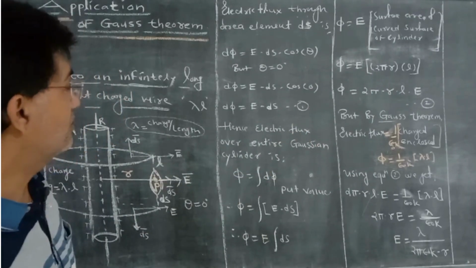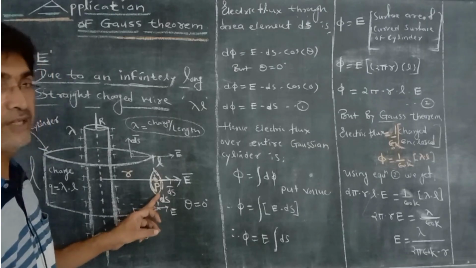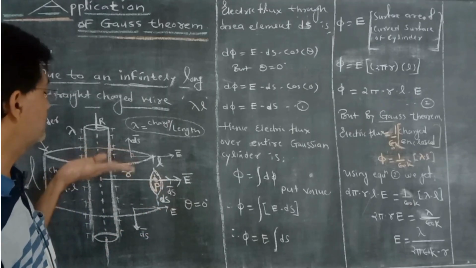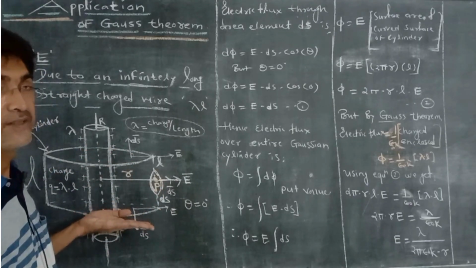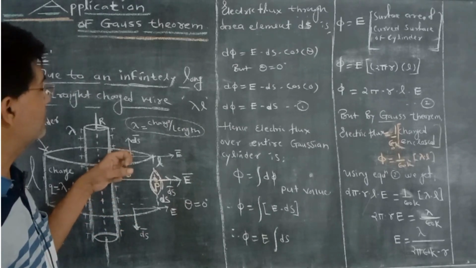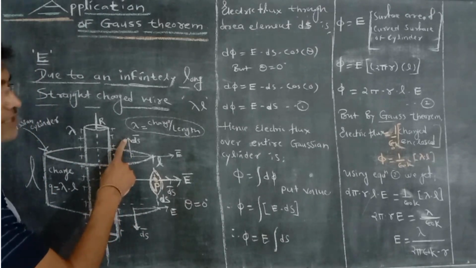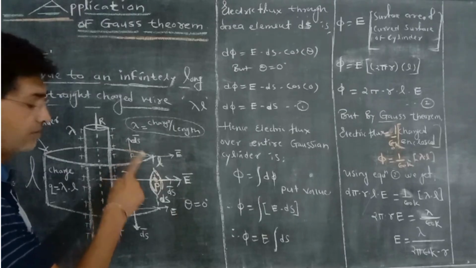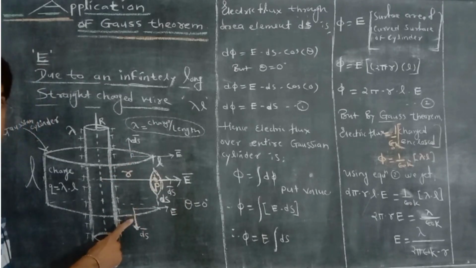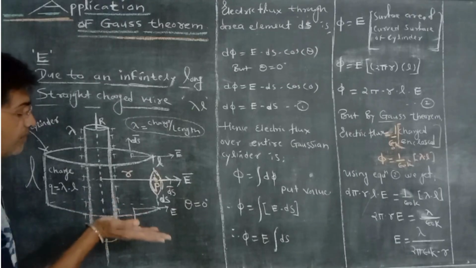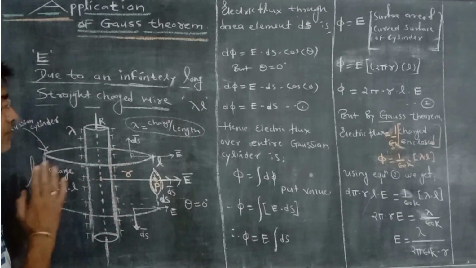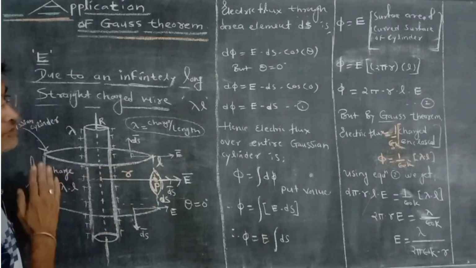Now we have taken the area element on the curved surface of the cylinder. We have not taken the area element on the plane surfaces of the Gaussian cylinder, because if we take the area element there, the area vector ds and intensity vector will be perpendicular. So here flux is 0. Flux here is also 0. Flux through the plane surfaces of the Gaussian cylinder is 0. Only the curved surface has non-zero flux.